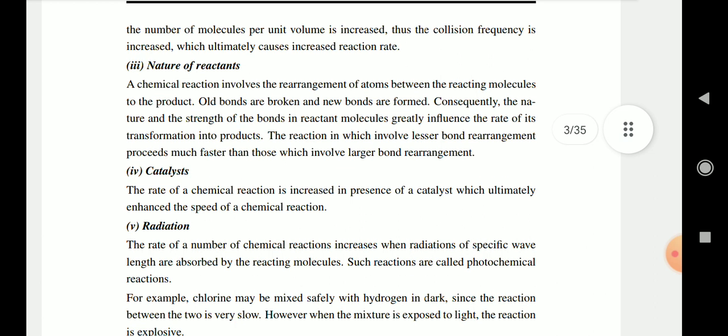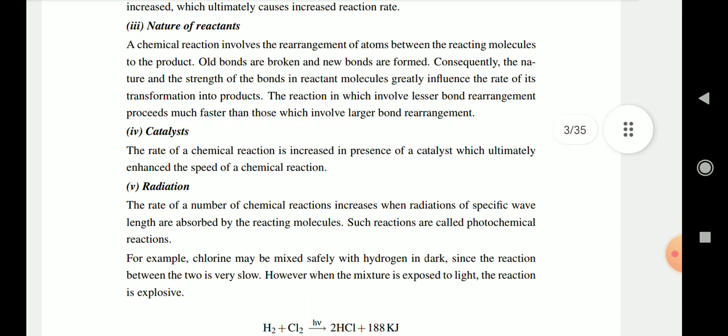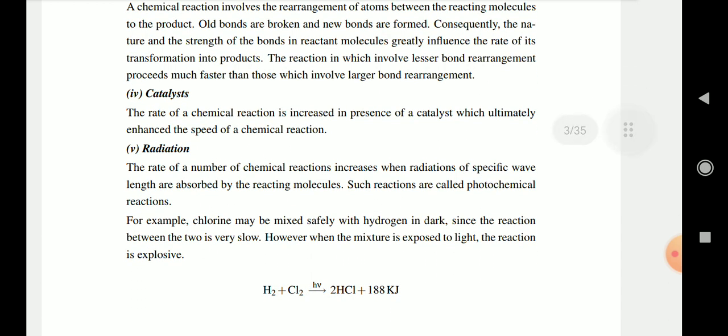The reactions which involve lesser bond rearrangement proceed much faster than those which involve larger bond rearrangement. Fourth, catalyst. The rate of chemical reaction is increased in the presence of a catalyst, which ultimately enhances the speed of chemical reaction. Fifth, radiation. The rate of chemical reaction increases when radiations of specific wavelength are absorbed by the reacting molecules. Such reactions are called photochemical reactions. For example, chlorine may be mixed safely with hydrogen in dark, since the reaction between the two is very slow. However, when the mixture is exposed to light, the reaction is explosive.